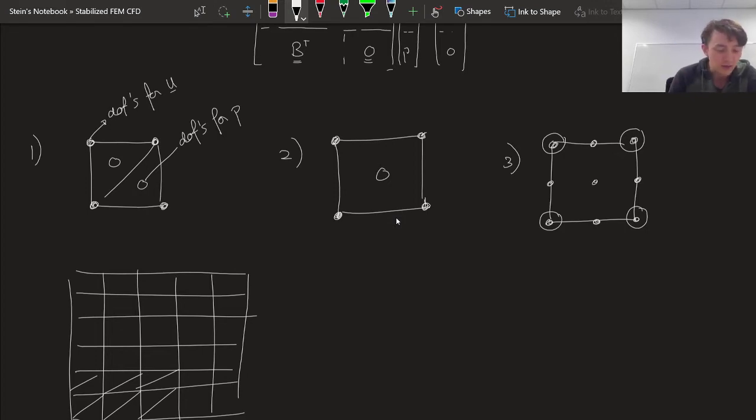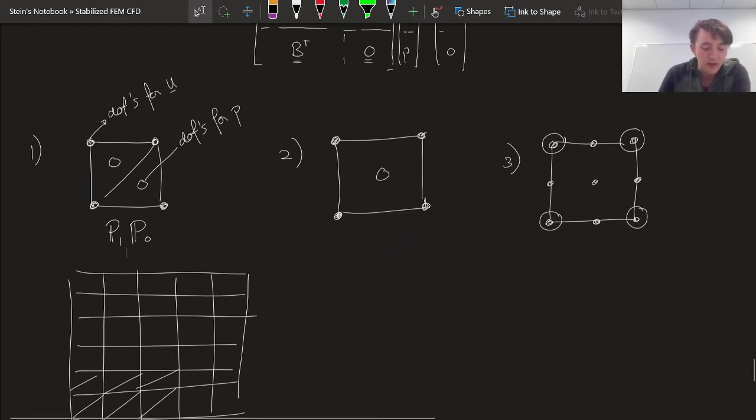So let's also write that down. The other way that we write these spaces is P1, P0. So what does that mean? This is going to be a tessellation, a distribution of a geometry in terms of triangles with first order basis functions for the velocities and zeroth order basis functions for the pressures, right? The first order means linears, so these are linear elements, linear triangles, and P0 means that there's just constants per triangle.